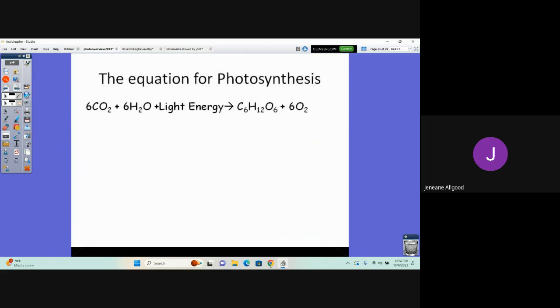And so then you have those big numbers out front. Those are your coefficients. These are subscripts, but you have these coefficients out front. And so the way I kind of think about it is everything has a 6 in front of it, except glucose, because it's already got its 6 carbons. You don't want to make it 36. And light energy, because we don't put a number in front of words like that. Okay, but everything else has a 6 in front of it.